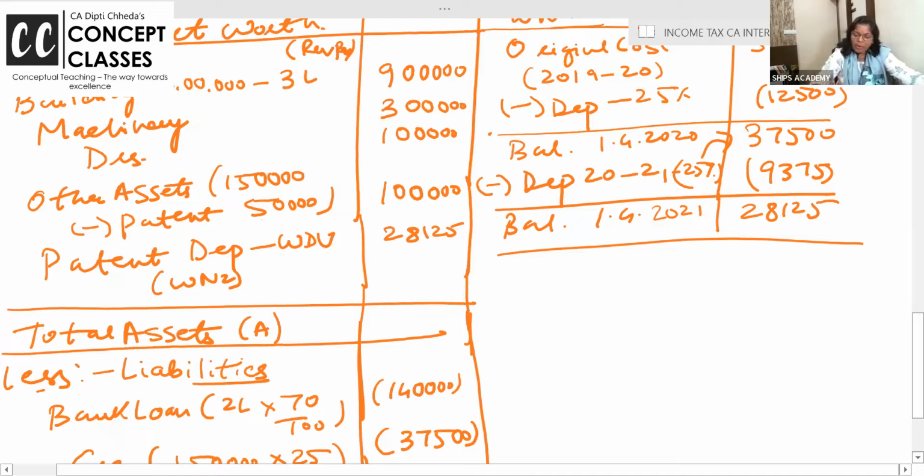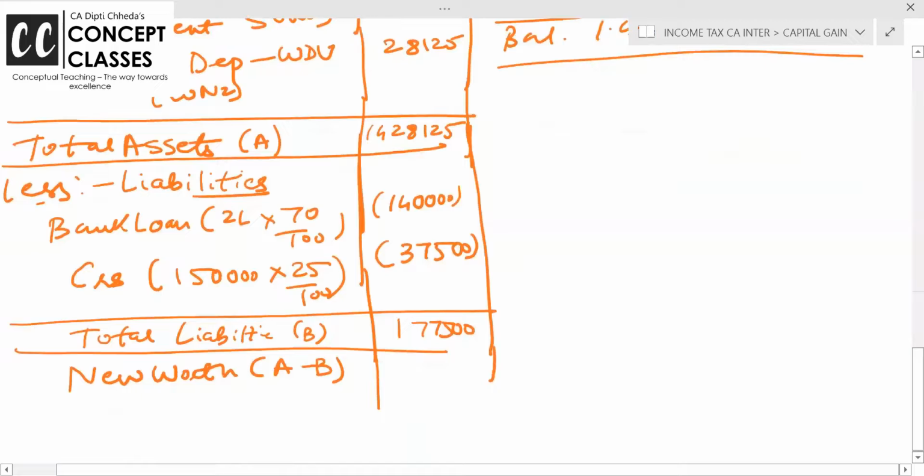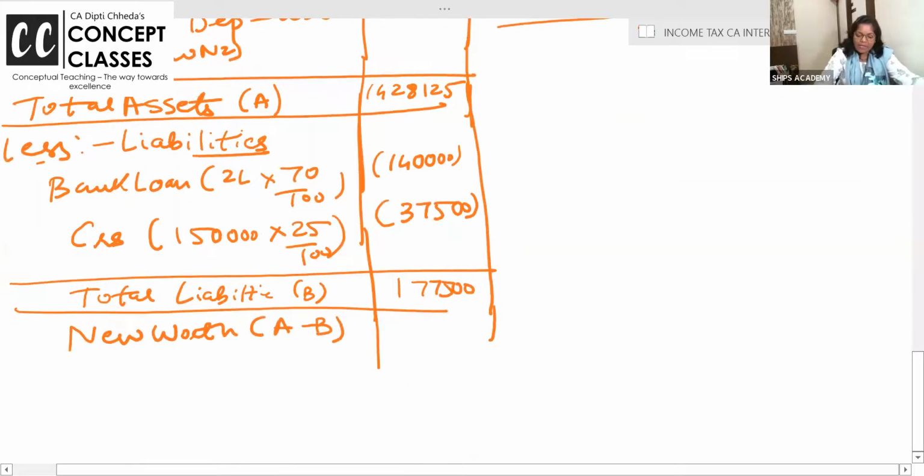Chalo, coming back to our problem, do all the totals of the assets, dear students. 9 lakh, 3 lakh, 1 lakh, 1 lakh and 125. Here we are. How much are you all getting as the total of assets? 14 lakh 8,125. Yes, done. Thank you. And the liability is already ready, 1,77,500. Here we get the answer of the net worth.